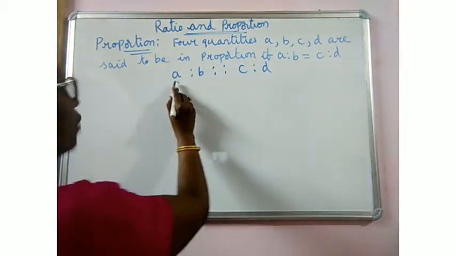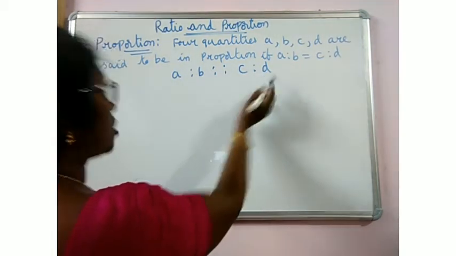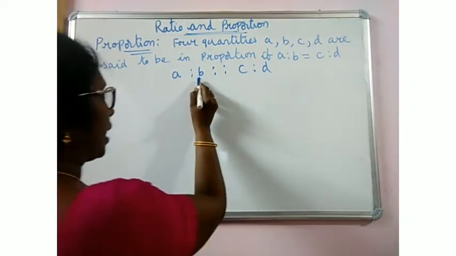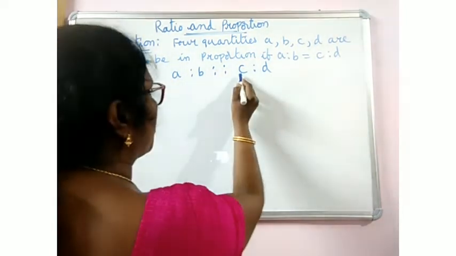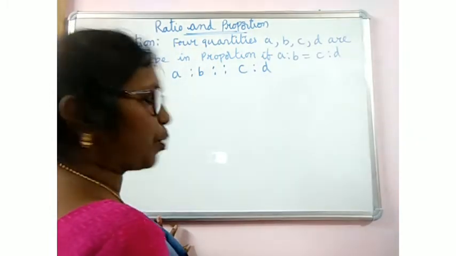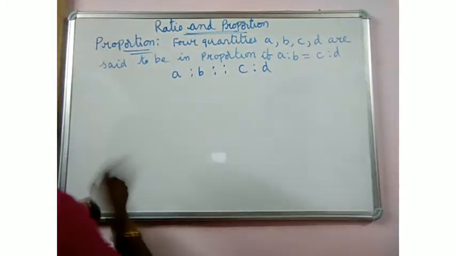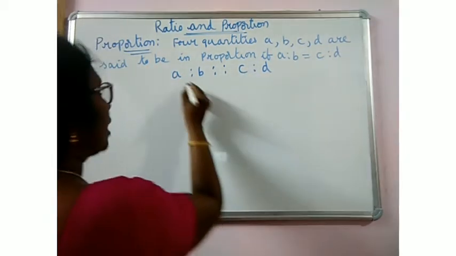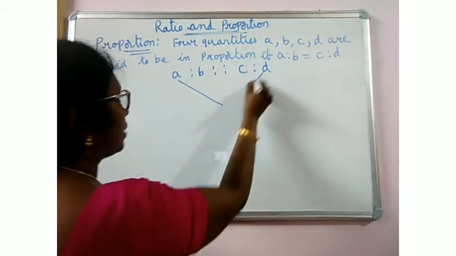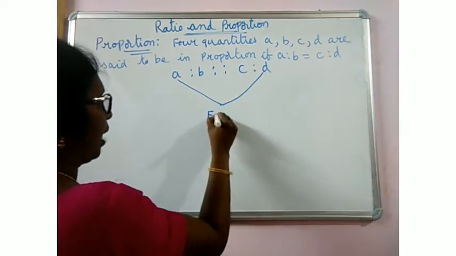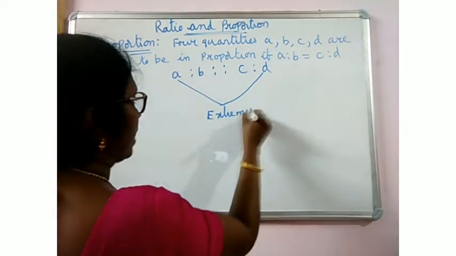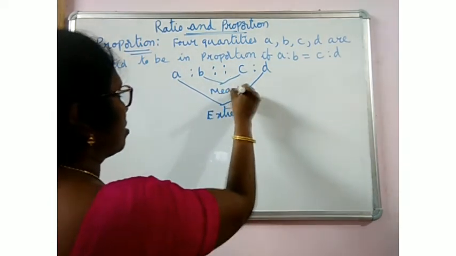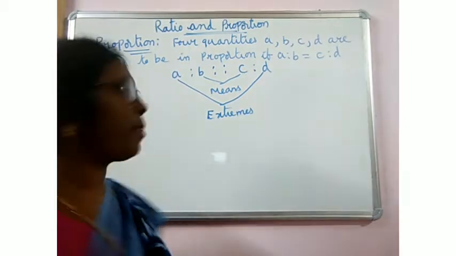And here you have got 1, 2, 3, 4 terms. We say A is the first proportional, B the second proportional, C the third proportional, and D the fourth proportional. And also A and D are the extremes. B and C are the means.